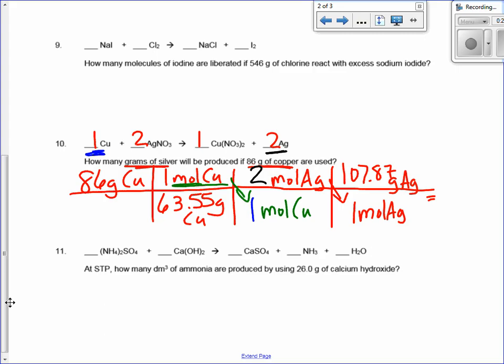And our final answer without sig figs, calculator answer 291.95, but how many digits do I get to keep? 2. Only 2. So keep the 2. What do I do to the 9? Round it up or leave it? Leave it. So then what do I fill in for the 1 here? Filler 0, grams, silver.